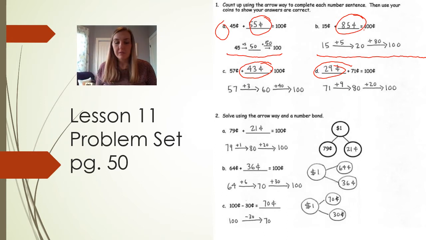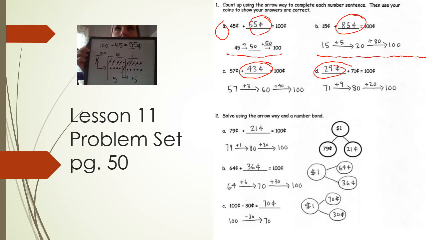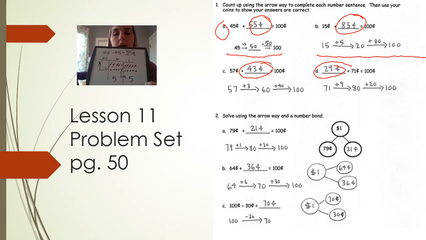And I'm going to subtract 4 tens and 5 ones, counting what's left, 5 tens and 5 ones. I got the same answer as the arrow way strategy using subtraction on a chip model, 55 cents. Now this way is a little slower, so that's why we're trying to work on using the arrow way as a more efficient strategy to count up from the part to 100 cents.